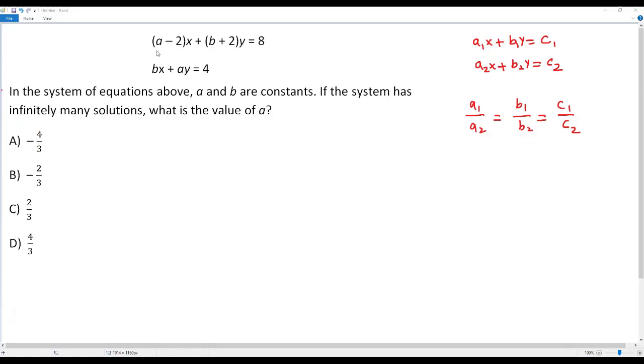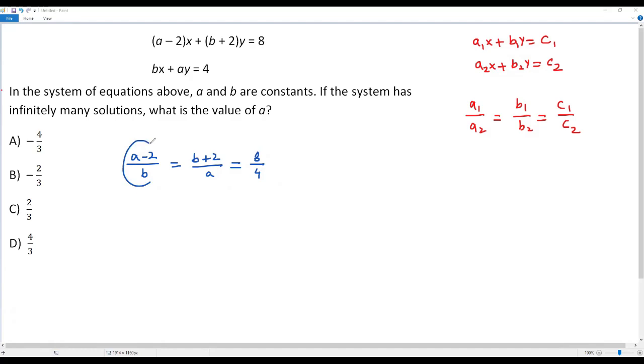Let me write the ratio of the coefficients of x, that is a - 2 over b. Now the ratio of the coefficients of y, we get b + 2 over a. Now the ratio of the constant terms, that is 8 divided by 4. Since the given system has infinitely many solutions, all these three ratios must be equal. So we can write an equal sign here and here. Since all three quantities are equal, we can equate any two out of these three.